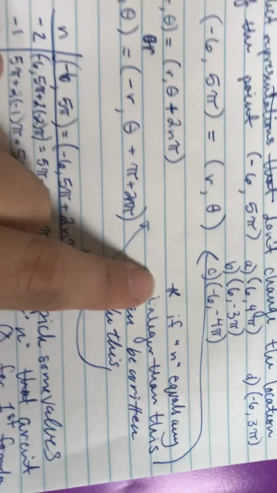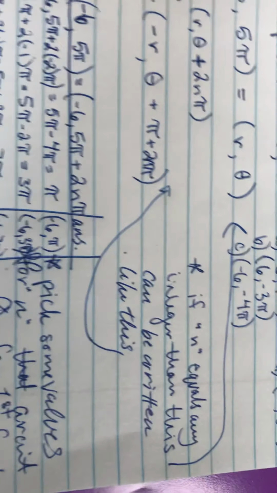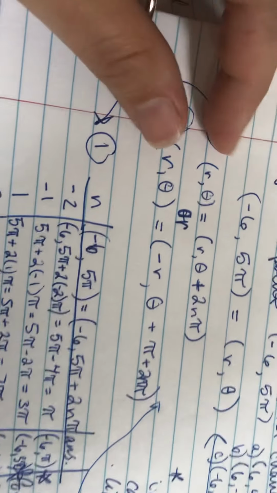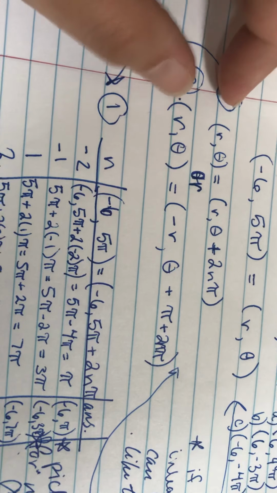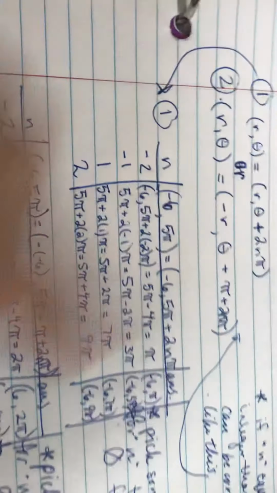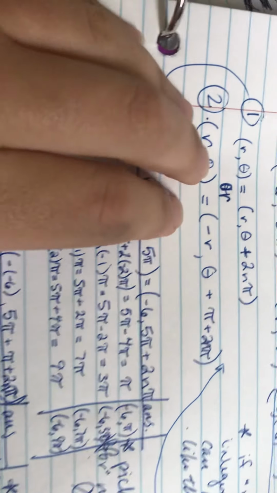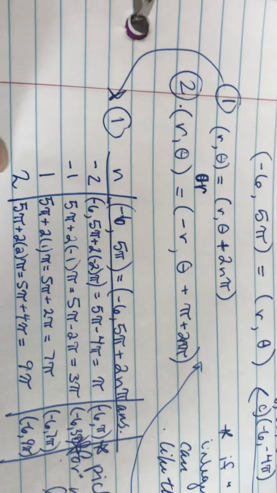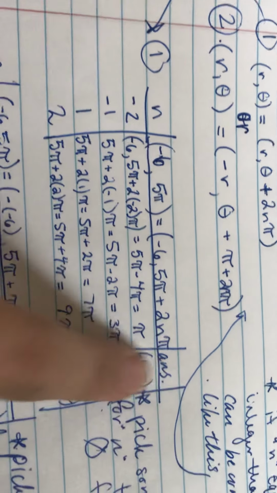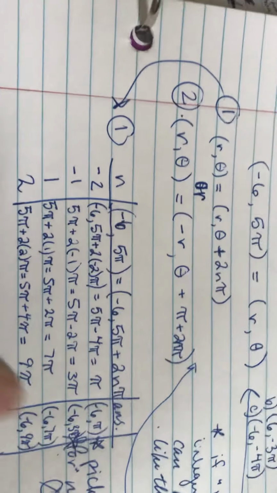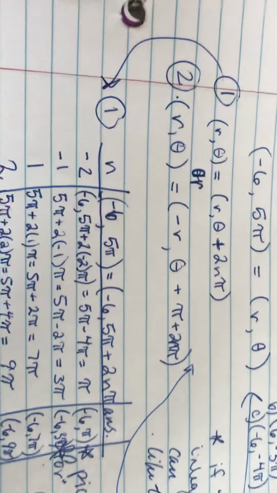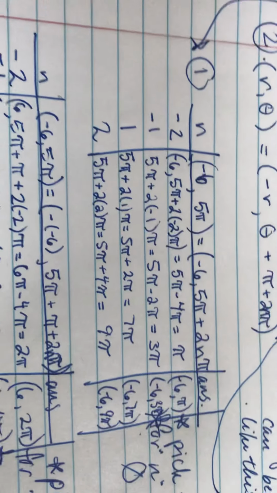So the first thing that we're going to do is, if n equals any integer, oops, that's supposed to be a θ, then this can be written like this. Okay, so there's two formulas here that we're going to need to solve for, so we can get some of the same locations. For the first formula, (r, θ) equals (r, θ + 2nπ). You don't want to pick 0 when you're trying to find the same location, because you're just going to get the same answer. If we put 0, it would be 5π. So we're just going to skip 0 for now.